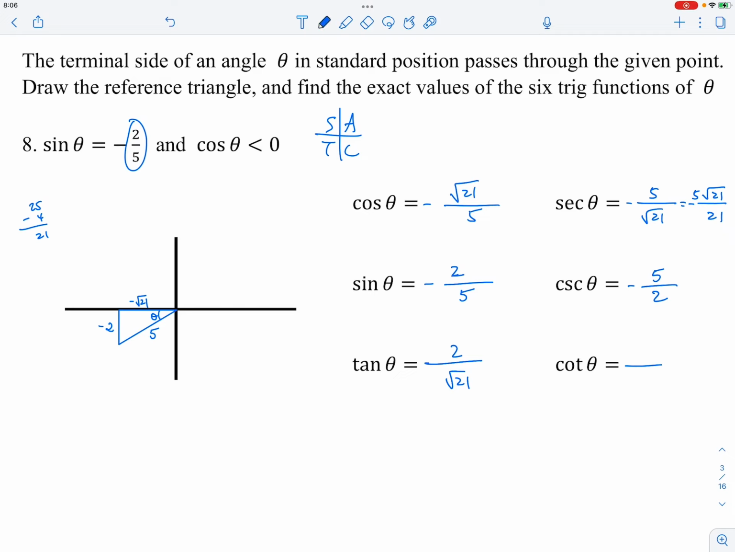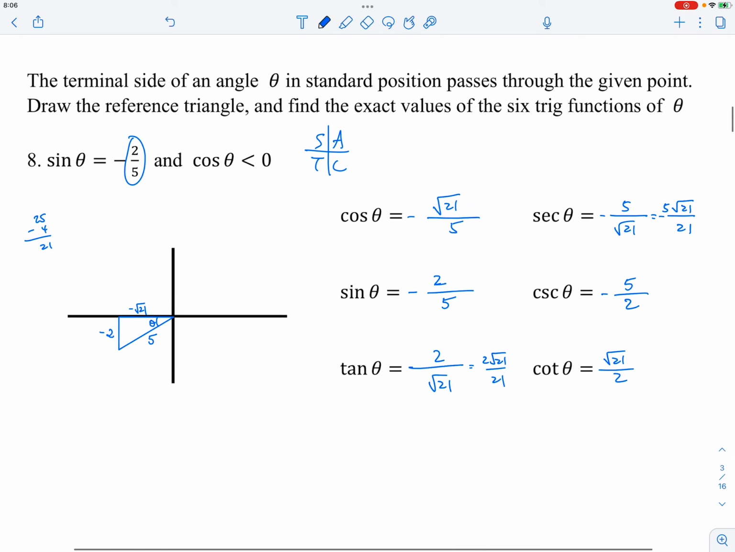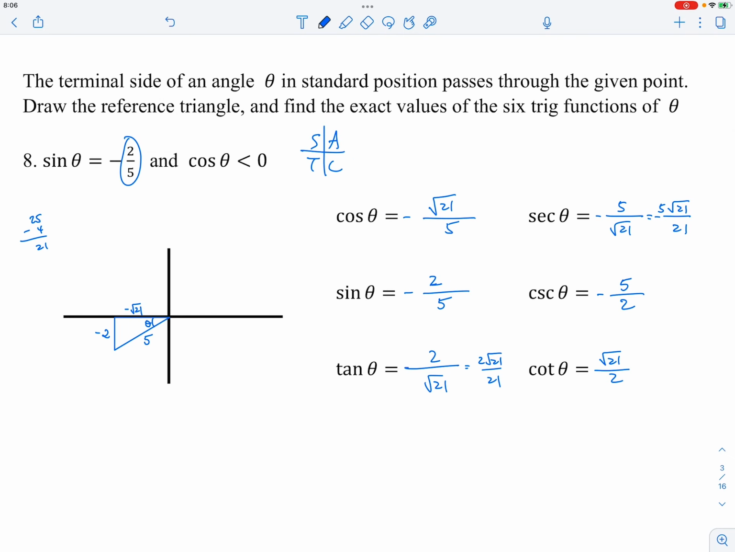Of course, positive. And then you rationalize it. So you have 2 root 21 over 21. And cotangent is just root 21 over 2. So again, make sure you know how to interpret the information that it is telling you the angle is in quadrant 3 indirectly. And once you obtain the information, find out the missing side using Pythagorean theorem. Simple, easy.